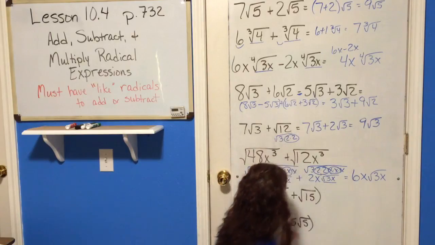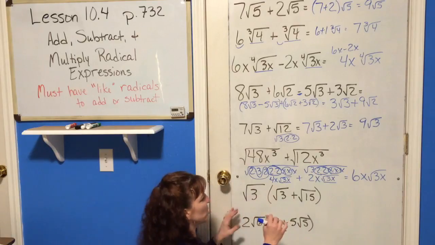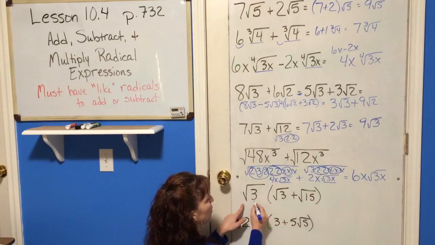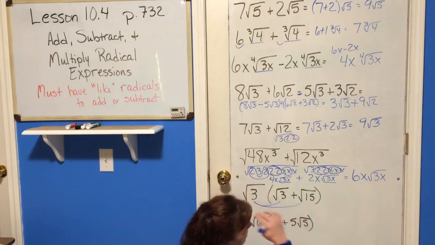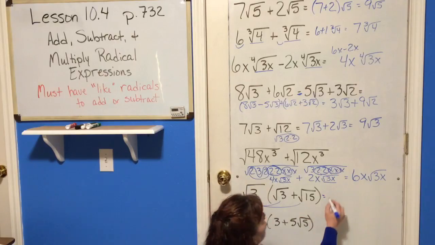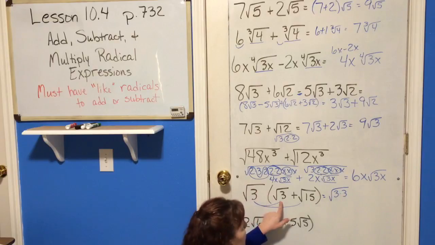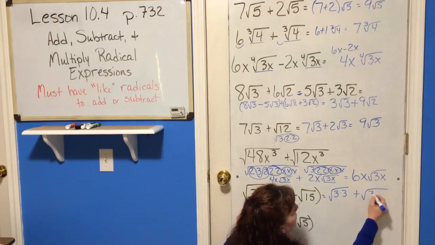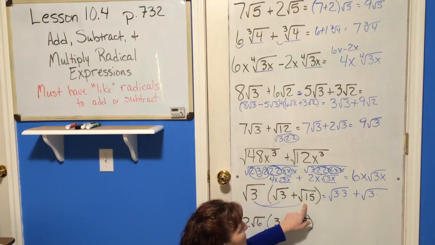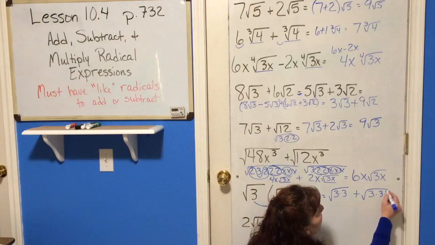Now, if you're multiplying, you're going the opposite of the distribution. You're actually going forward with distribution. So you've got to take the square root of 3 times the square root of 3 and the square root of 3 times the square root of 15. So you're going to take the square root of 3 times the square root of 3, and then you're going to add that to the square root of 3 times the square root of 15. And the square root of 15 is 3 times 5.